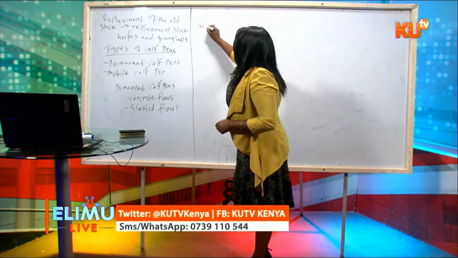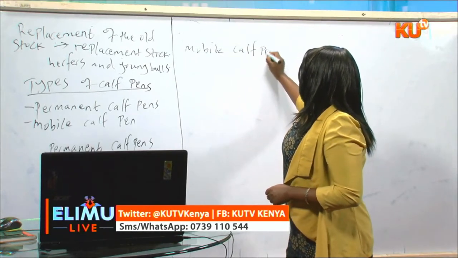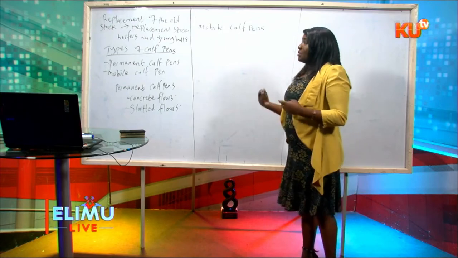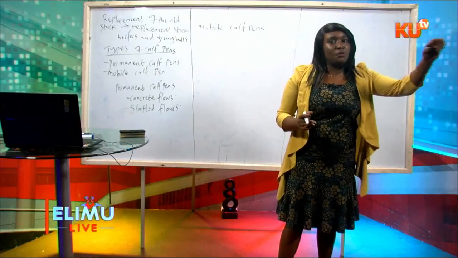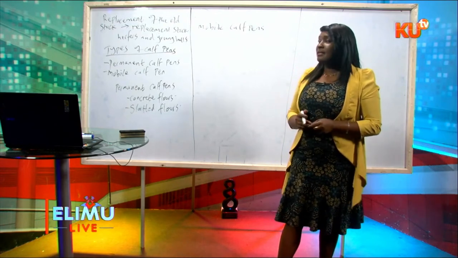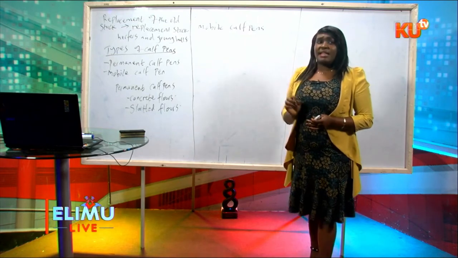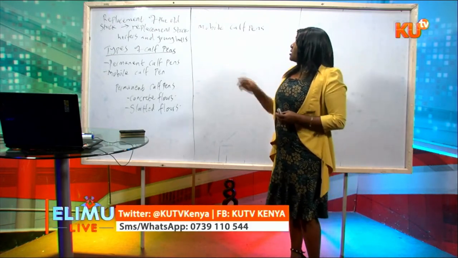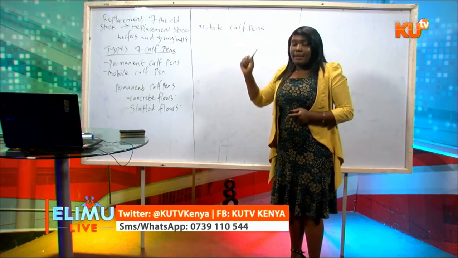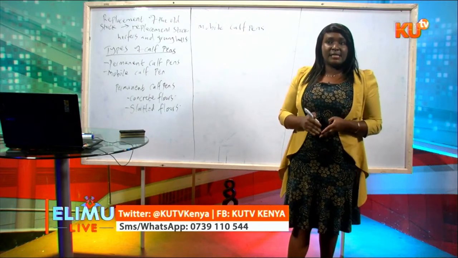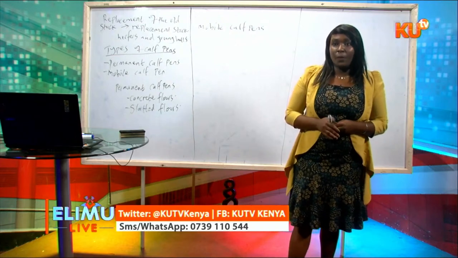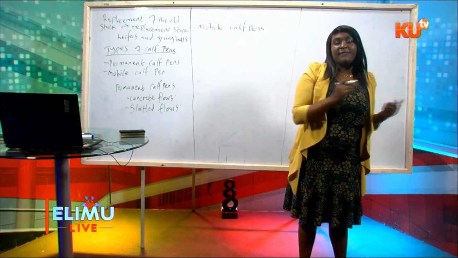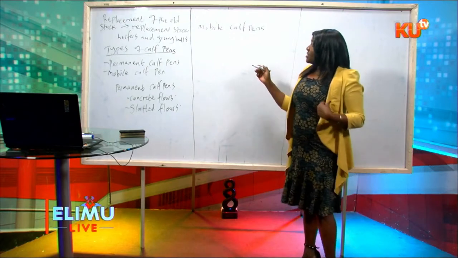So the mobile calf pens, dear learner, can easily be moved even after two days. Where you had placed it, you move it, and you move together with the calf so that you get fresh pastures. Because the calf is feeding on the pastures growing on the ground, the floor of that calf pen is not covered. It is open, but the rest of the area is constructed, so that when you move, you move with the calf and look for fresh pastures.